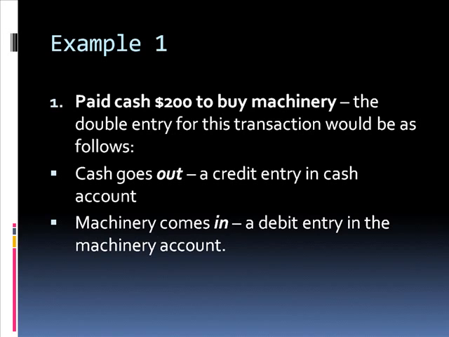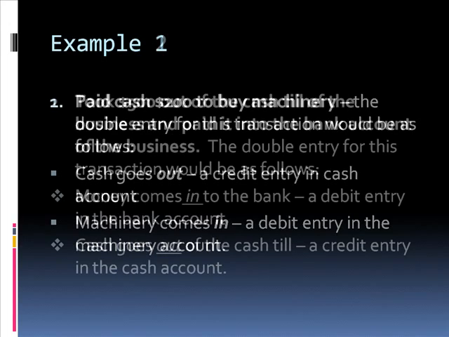Well, let's look at some examples. Example 1 says paid cash $200 to buy machinery. The double entry for this transaction would be as follows. Because cash is going out and cash is an asset, a credit entry in the cash account will be needed. Machinery comes in and machinery is an asset, so a debit entry in the machinery account will be needed. Examples of these will be shown in the video clips coming up afterwards.